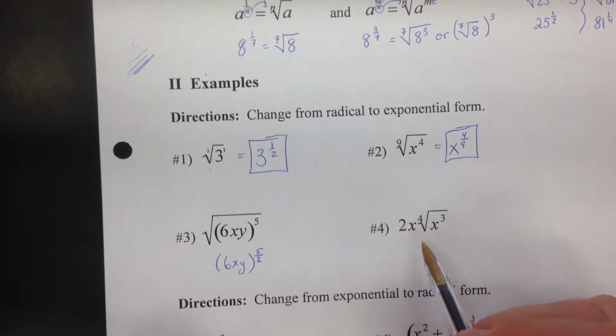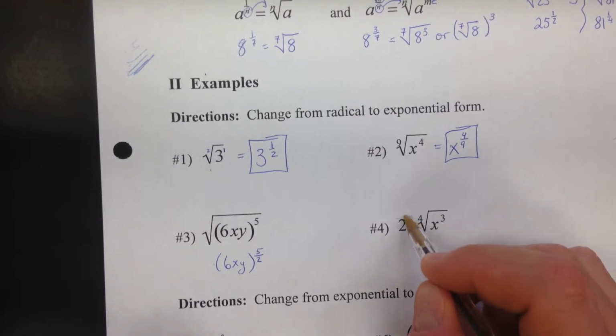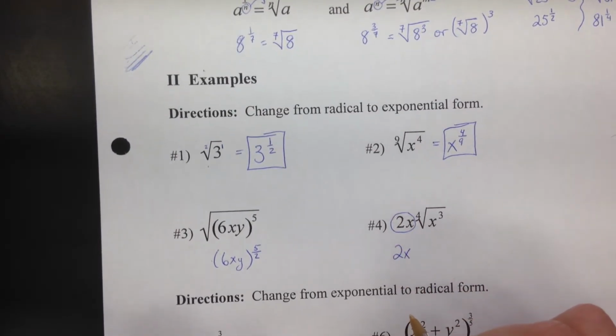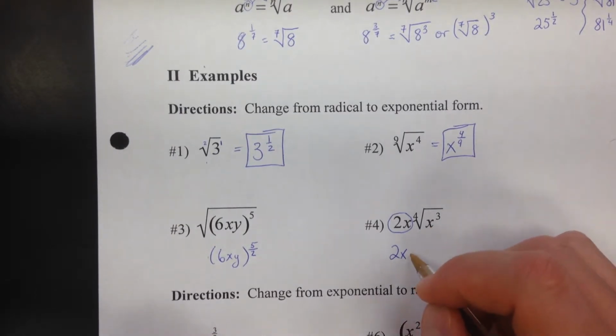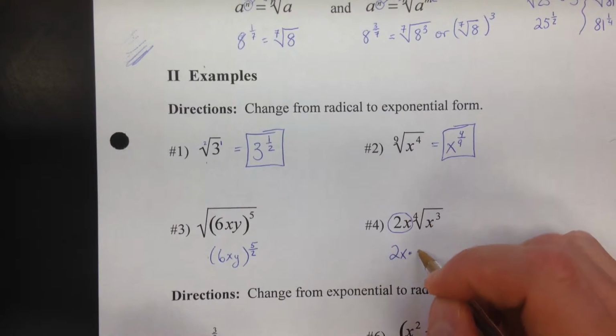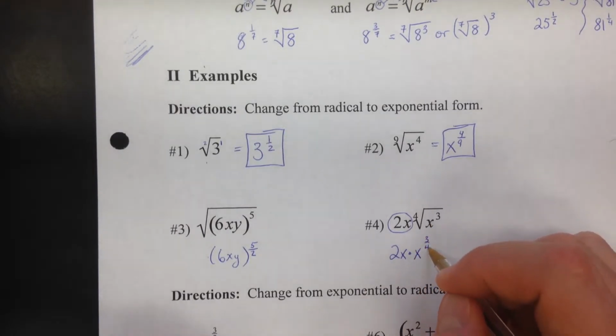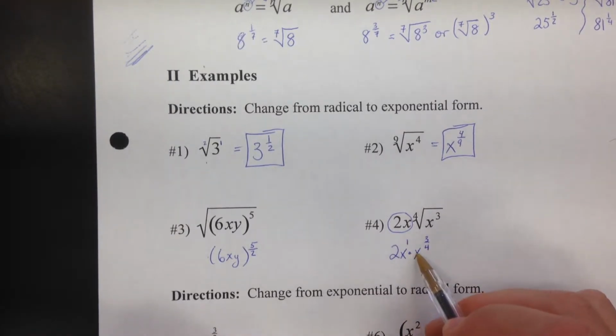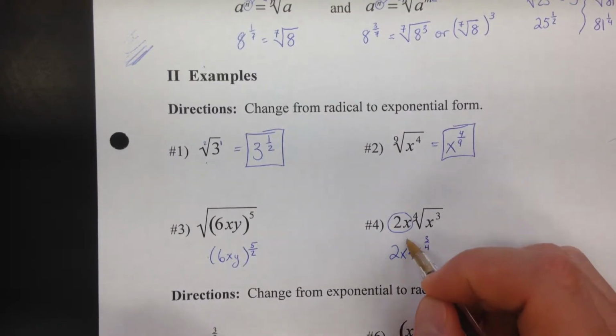Now number 4, we've got the 2x outside the radical. So I'm just going to copy that down. That's still 2x. Then this is times, this would be the 4th root of x cubed. We're going to write that as x to the 3/4. Now at this point, think back to when you multiply variables, what happens to the exponents? Well, you add them. So we could actually keep going with this.